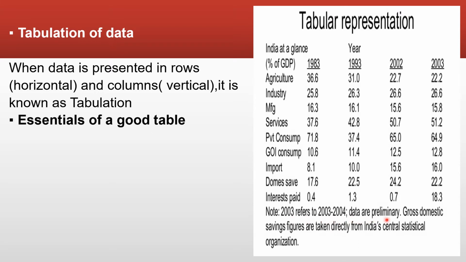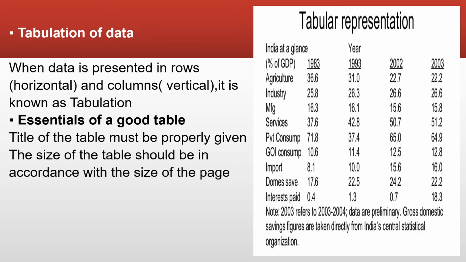The data are preliminary. Gross domestic savings figures are taken directly from India's Central Statistical Organization. So you even are given the source of the data. And of course, it would have been better if the title was represented more clearly in this table. So that brings us to learning about what are the essentials of a good table. In a good table, the title of the table must be properly indicated or given, which is kind of missing in the table that is shown here.